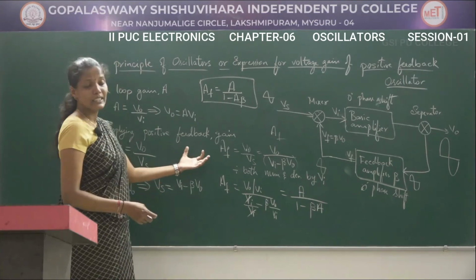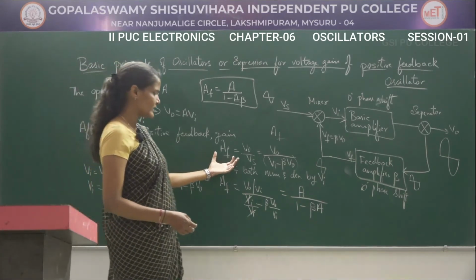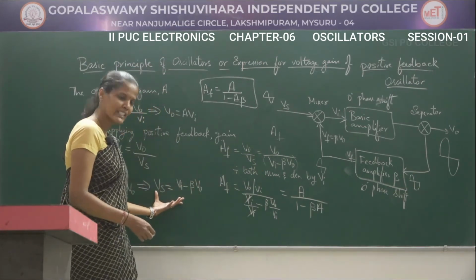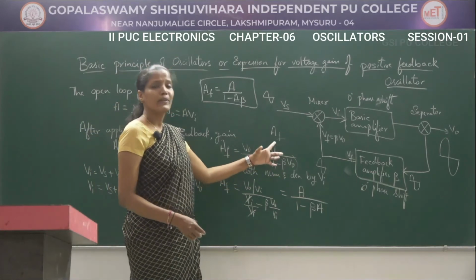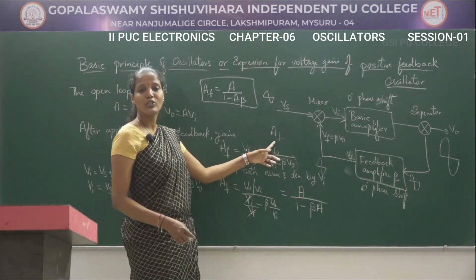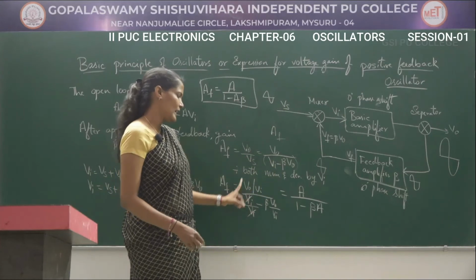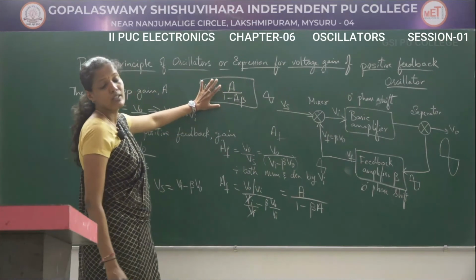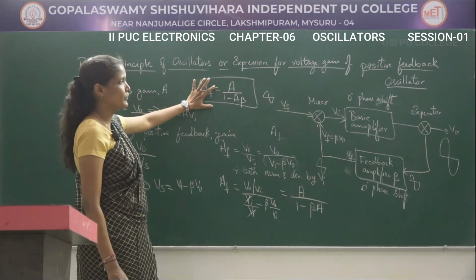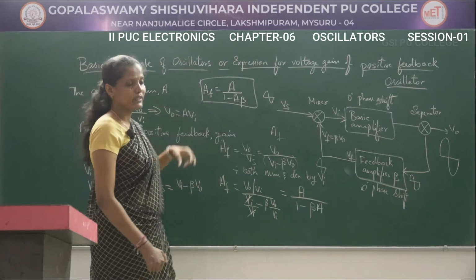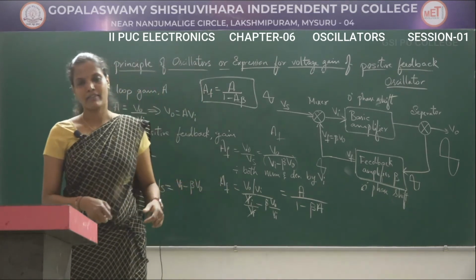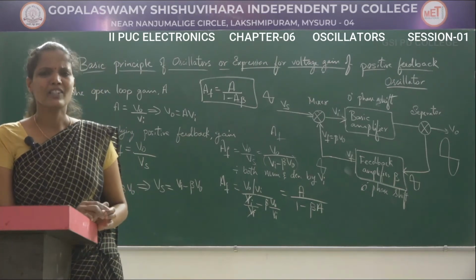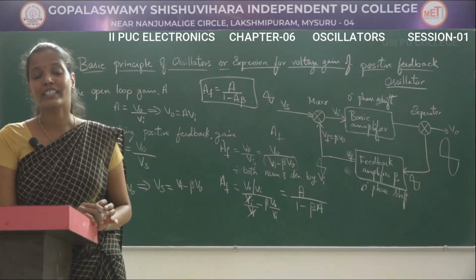But we know that the gain of a positive feedback oscillator is given by V0 by Vs. If I am going to substitute for Vs from this particular expression, I will be getting this. If I am going to divide both the numerator and the denominator by Vi, I will be getting this kind of expression. So after simplifying, the gain of a positive feedback oscillator will be given by AF equals A divided by 1 minus A beta. Clear? Now let us see what is called Barkhausen's criteria.